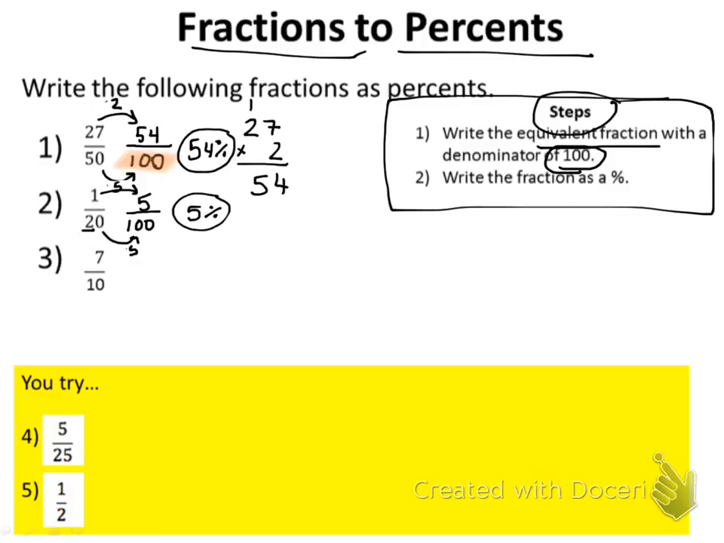Okay, last one we're going to do together. We have 7 out of 10. Well, I know I need to get a denominator of 100 for it to be a percent. 10 times what is 100? 10 times 10 is 100. And 7 times 10 would be 70. So 7 out of 10 is really 70 out of 100, so that would be 70%. Okay, give these next two a try on your own.